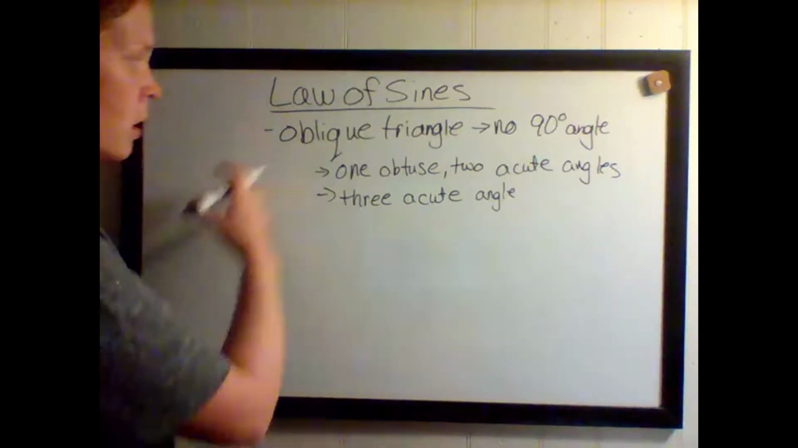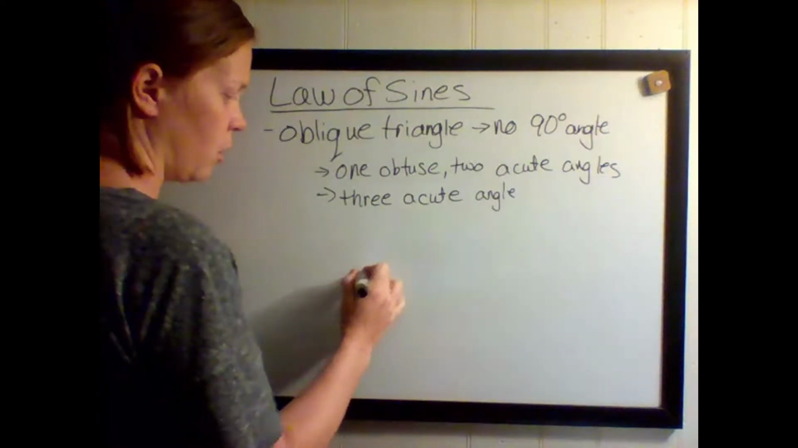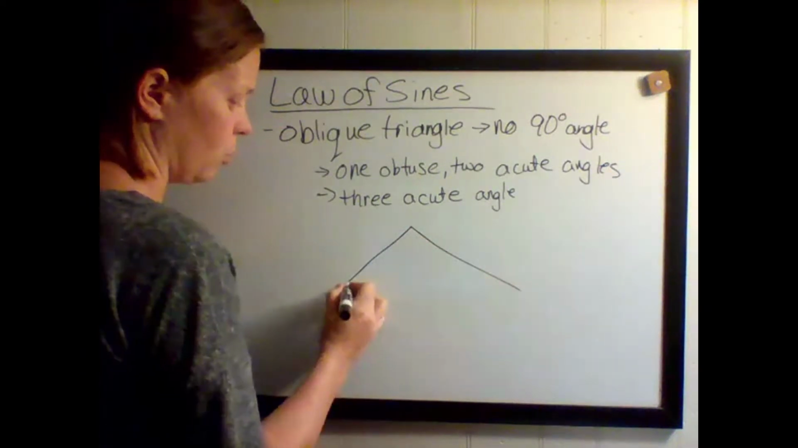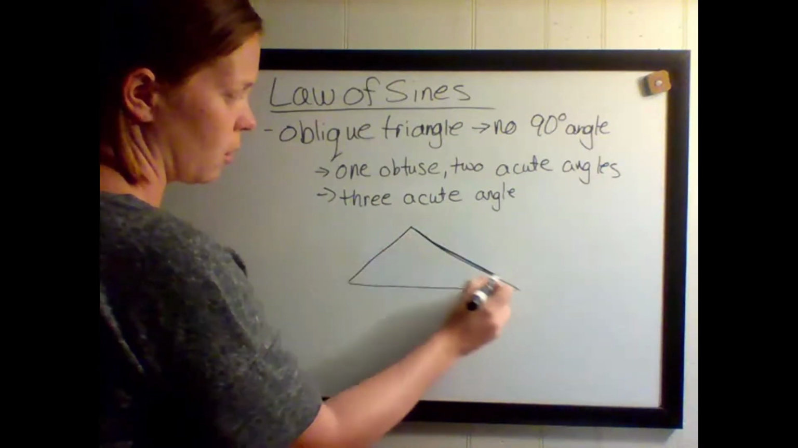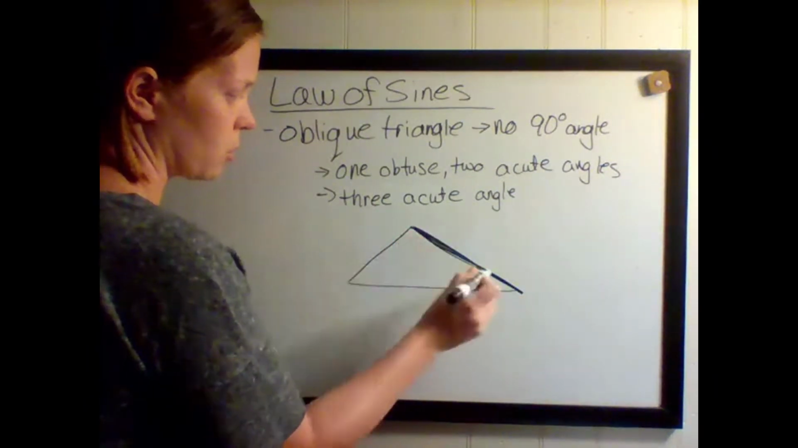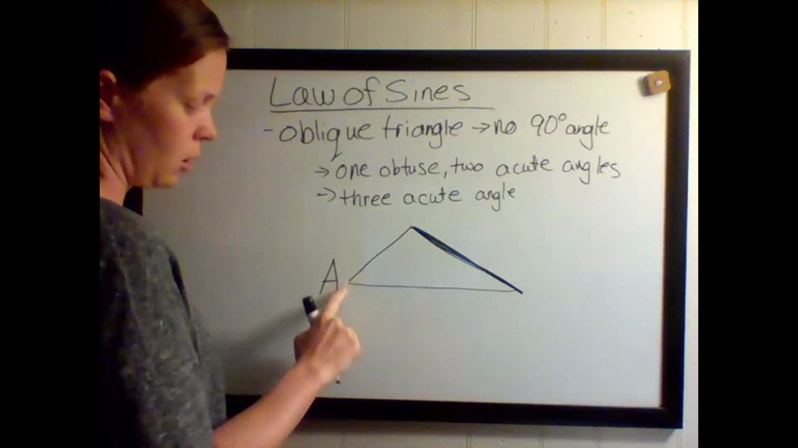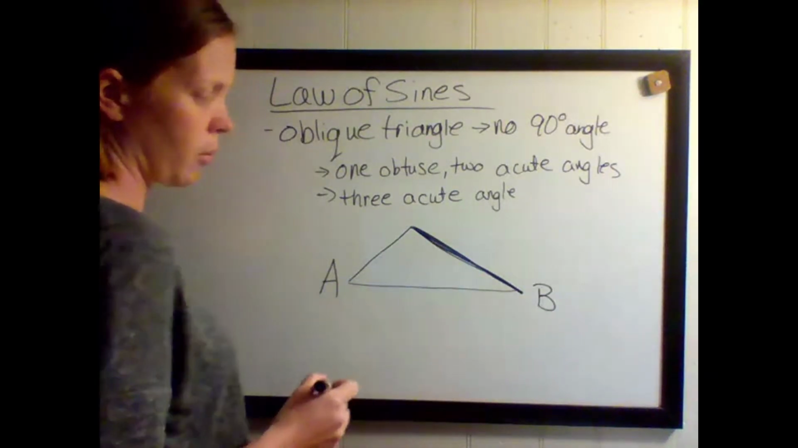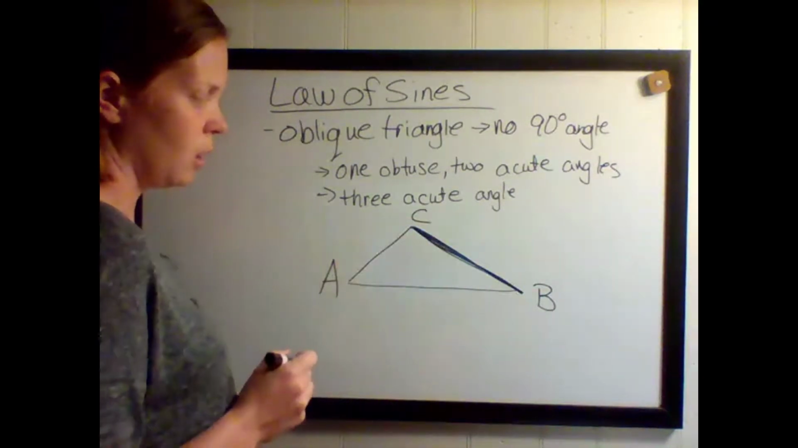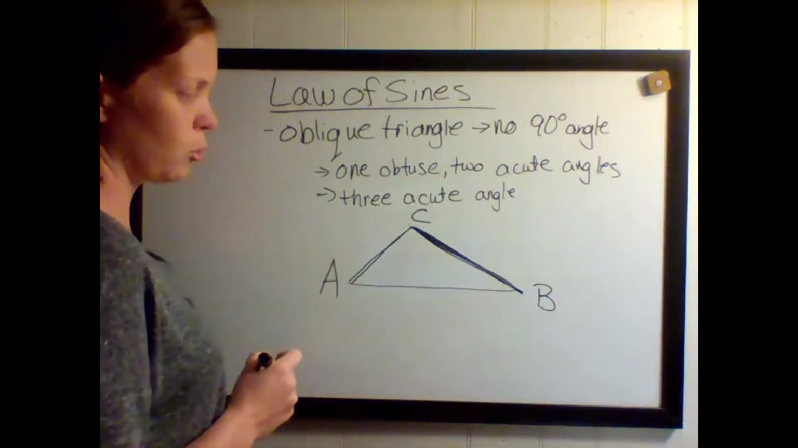So when we label our oblique triangles, we have to make sure that we're going to use A, B, and C always to be consistent. So, make that look straight. If I put angle A down here, down to the left, and then angle B on the bottom on the right side, and then angle C at the top. So notice in this case it kind of looks like the angle C is obtuse.